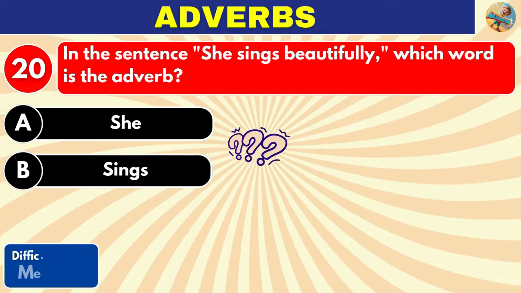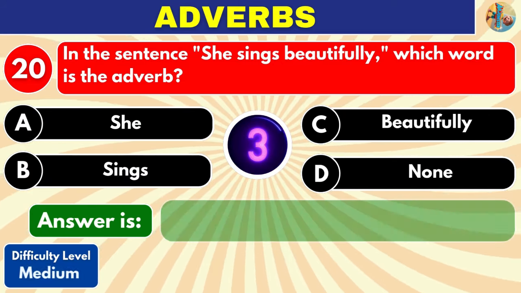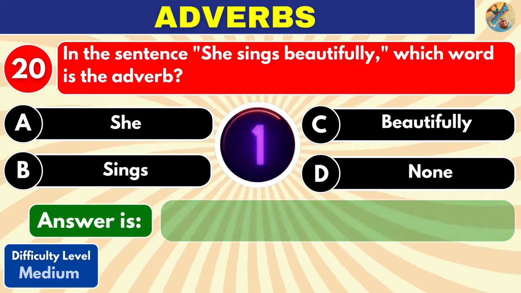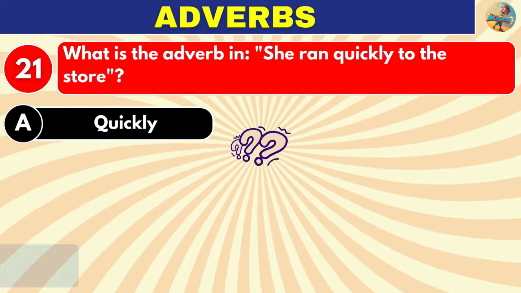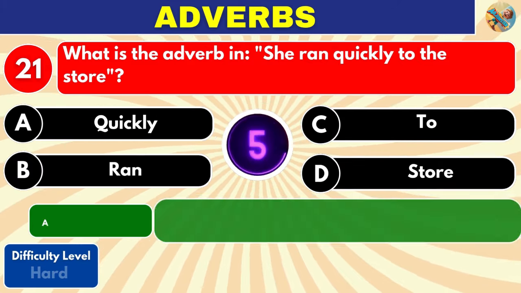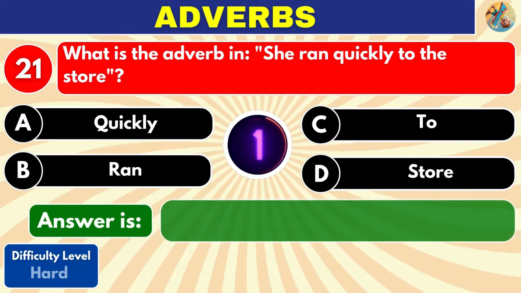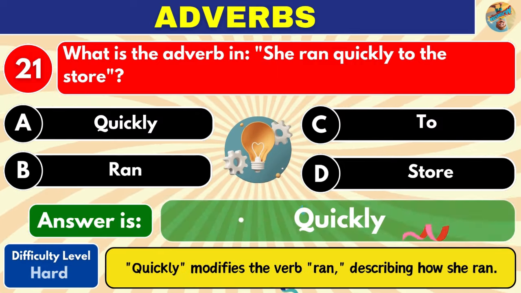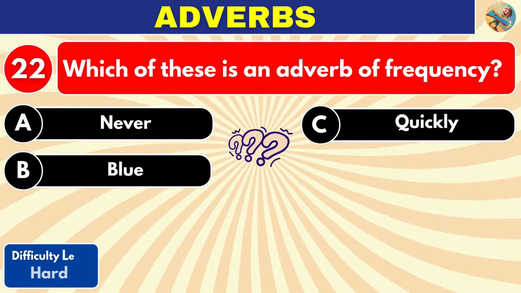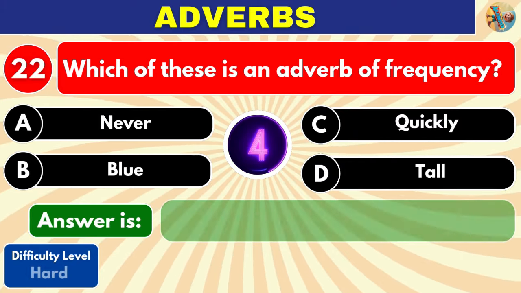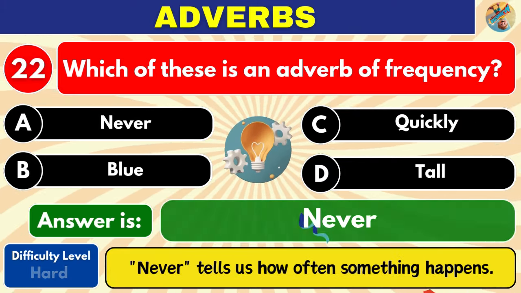Question 20 is, in the sentence, she sings beautifully, which word is the adverb? Answer 20 is beautifully. Question 21 is, what is the adverb in, she ran quickly to the store? Answer 21 is quickly. Question 22 is, which of these is an adverb of frequency? Answer 22 is never.